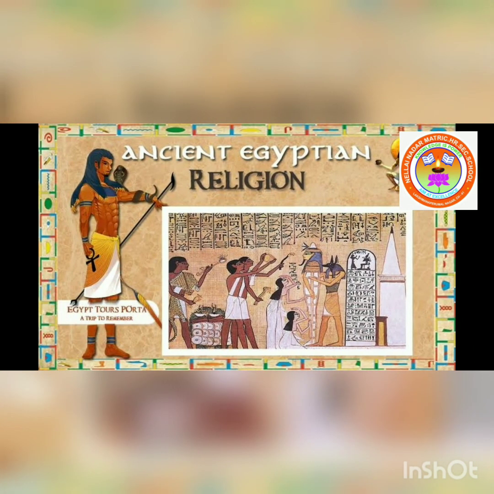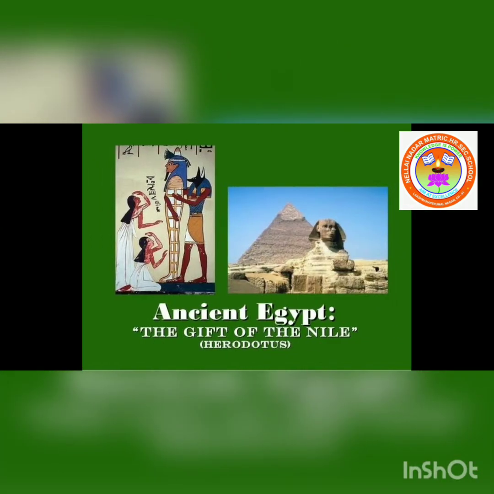Next one, religion. The Egyptians practiced polytheism. Amon, Re, Seth, Thoth, Horus and Anubis are some of the gods of Egyptians. They worshipped many gods, but the sun god Re was the predominant one. Later on, the sun god was called Amon. Next one, the gift of the Nile, here about the Giza Sphinx.